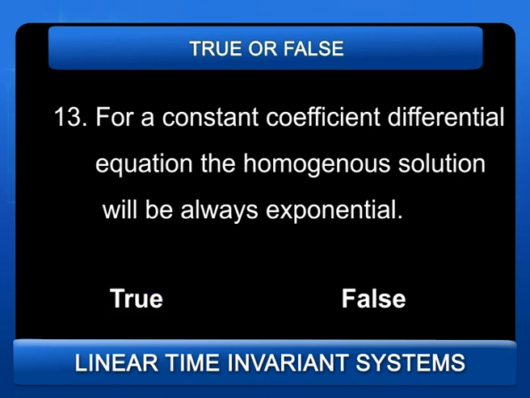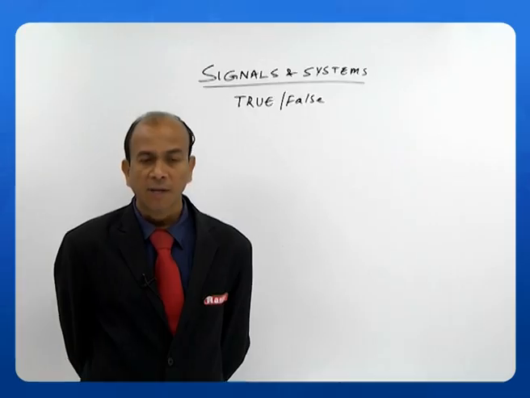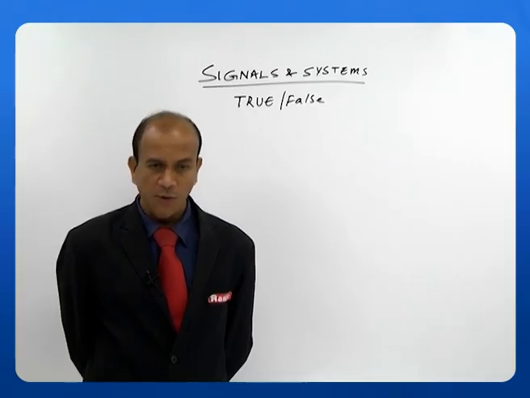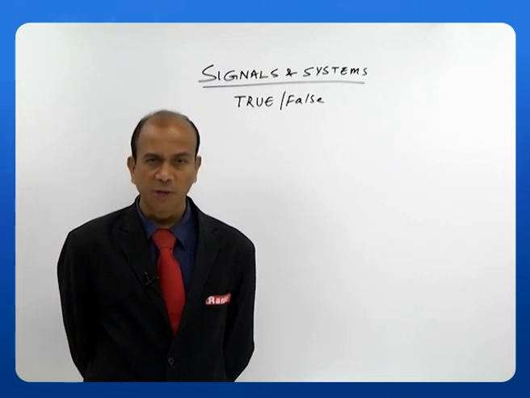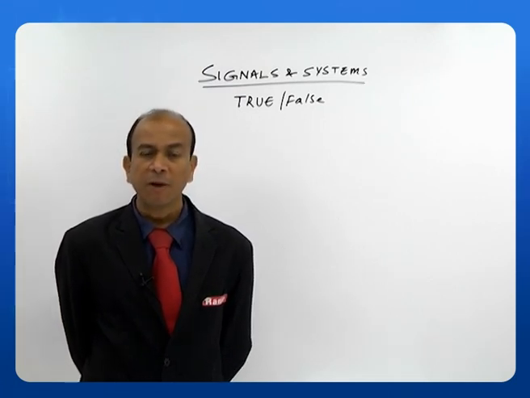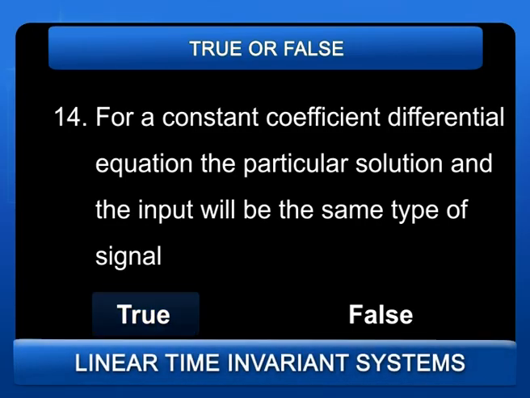Question number 14. For a constant coefficient differential equation, the particular solution and the input will be the same type of signal. Okay, so this again is true. When you look at a constant coefficient differential equation, the particular solution, the PI, and the input will be of the same type of signal. So this is a true answer.